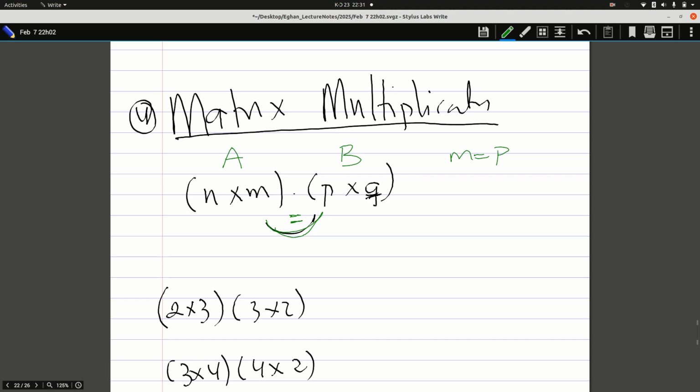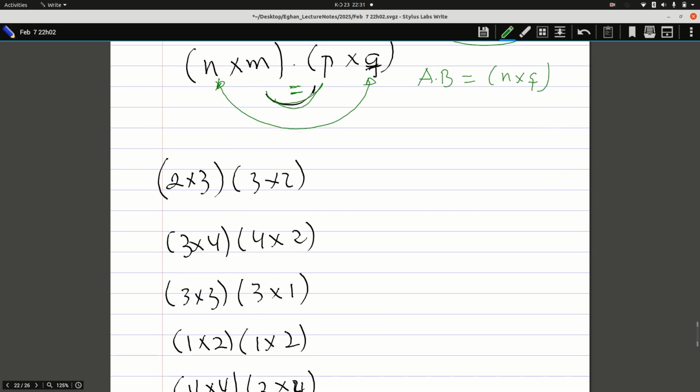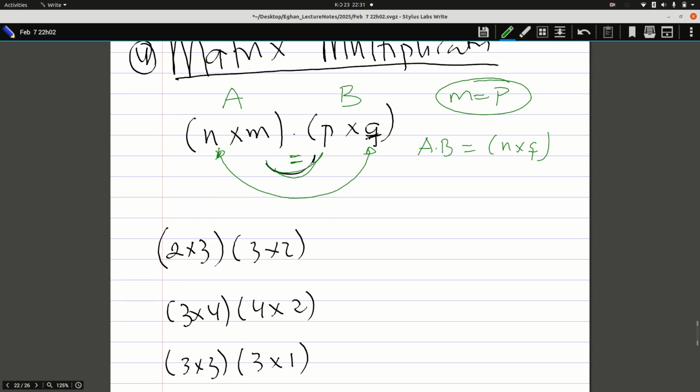If I'm able to do that, then the resulting matrix A times B will end up being N by Q dimension. So the outer ones become the resulting matrix, if and only if the inner are equal. So let's verify this, if you can multiply them by the rule. Can I multiply this? Yes, because the inner dimensions are equal.